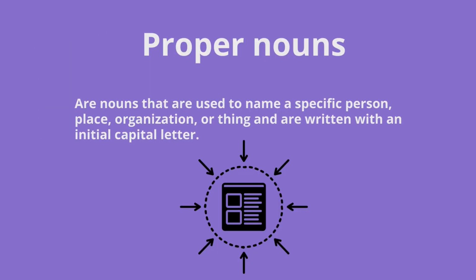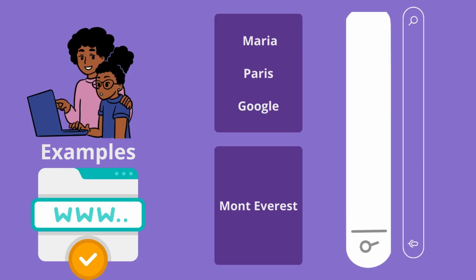Proper nouns are nouns that are used to name a specific person, place, organization, or thing, and are written with an initial capital letter. Examples: Maria, Paris, Google, Mount Everest.